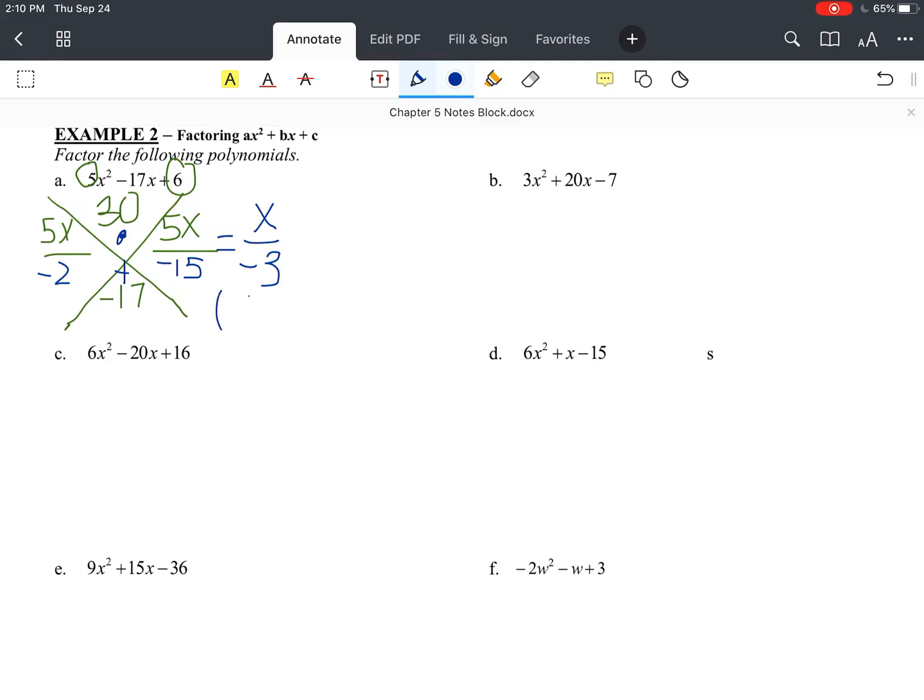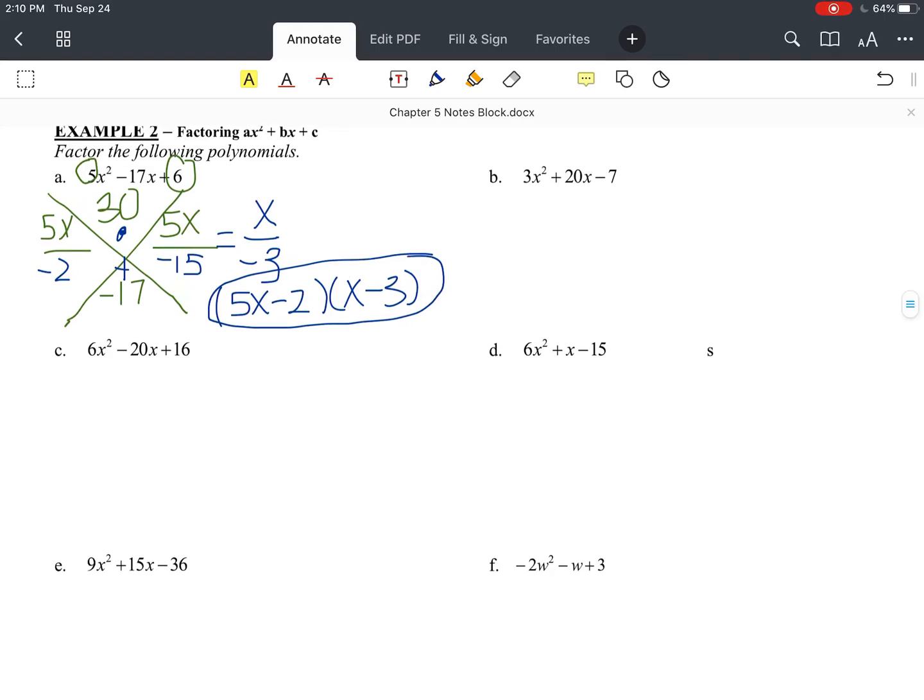So then 5x over negative 2 becomes 5x minus 2, and x over negative 3 becomes x minus 3. And that is your two binomials that multiply out to 5x squared minus 7x plus 6.